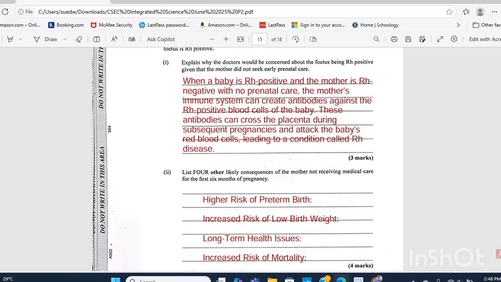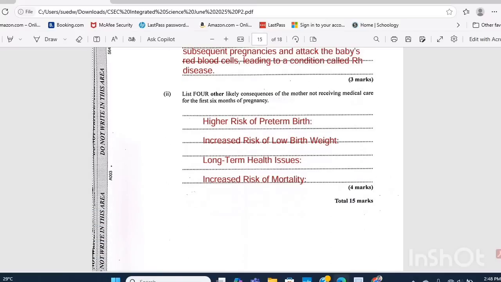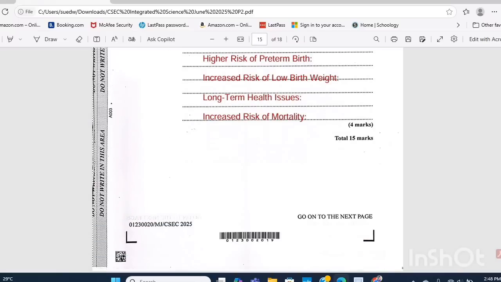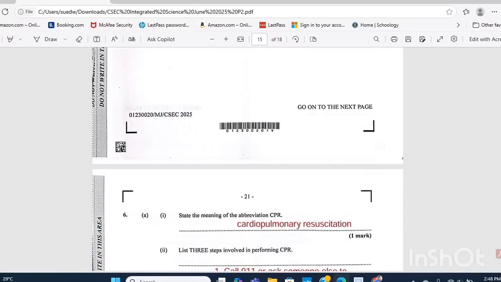So it says list 4 other likely consequences of the mother not receiving medical care for the first 6 months, and these could be anything that you think could go wrong. You have a high risk of preterm birth, so you would have a preemie baby, right? There would be an increased risk of low birth weight. There would be long-term health issues, and even the risk of the baby dying, increased risk of mortality. So that would be 4 marks, and that's your 15-mark question.